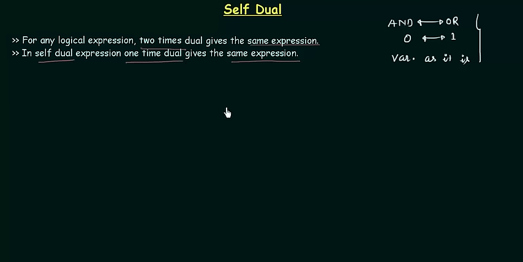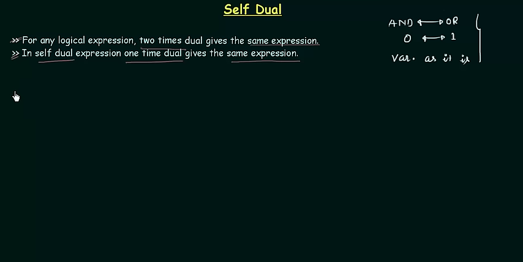So in a normal expression, we have to take 2 times dual in order to get the same expression. But in case of self-dual, we have to take dual only 1 time to get the same expression. We will see 2 examples depending upon these 2 statements. First, we will prove this statement, then we will solve for self-dual.